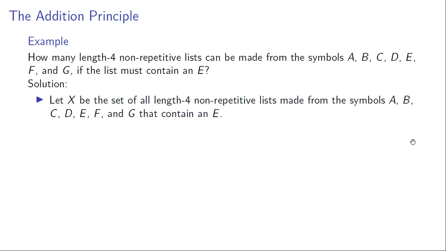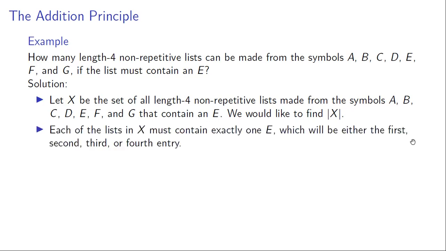Let X be the set of all length 4 non-repetitive lists made from the symbols A, B, C, D, E, F, and G that contain an E. So the set X is the set of all the lists that we are interested in. We want to count how many things are in X. In other words, we would like to find the cardinality of X, because X is the set of all lists that we are interested in counting.